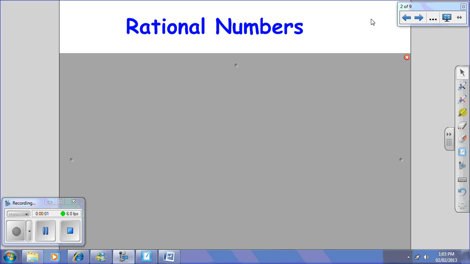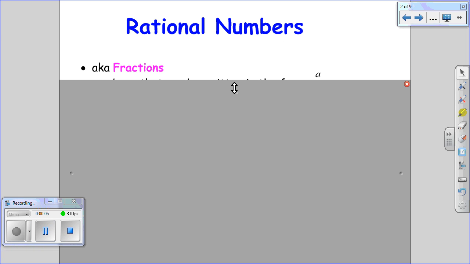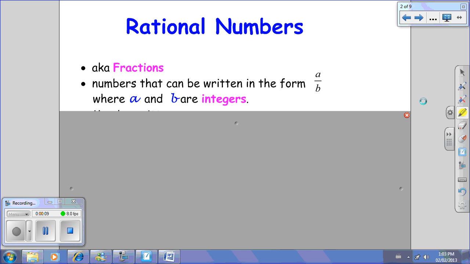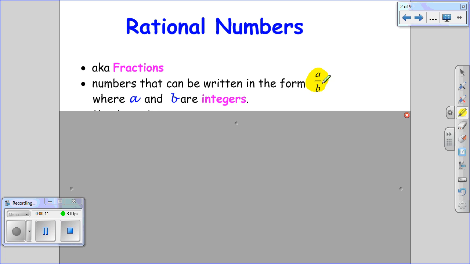Rational numbers. Rational numbers are the numbers you've always referred to as fractions. So anything that can be written in the form a over b, where a and b are integers, is referred to as a rational number.